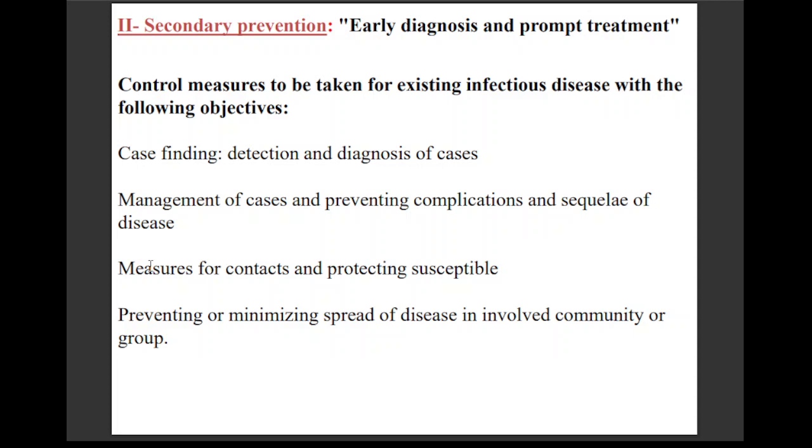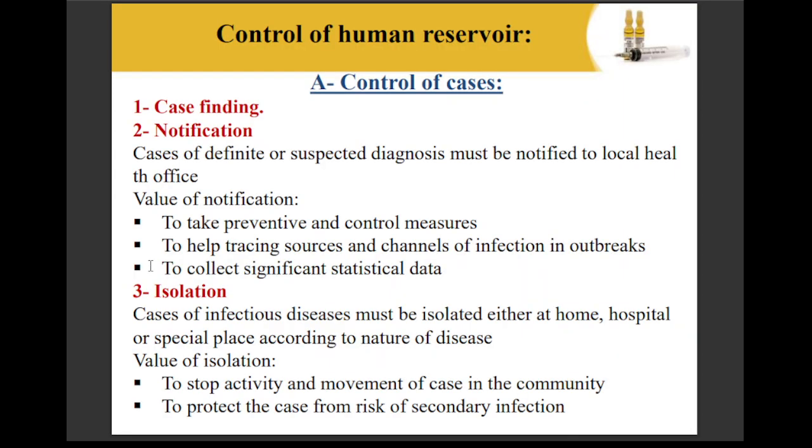areas. Now the secondary preventions: there can be early diagnosis and prompt treatment, and control measures to be taken for existing infectious diseases, with the following care objectives: case finding, detection and diagnosis of those cases, management of those cases, preventing further complications and sequelae of those diseases, measures for contacts and protecting susceptible persons, that is, those with comorbidities have been identified and protected, and preventing or minimizing the spread of disease in the involved community or group of people.